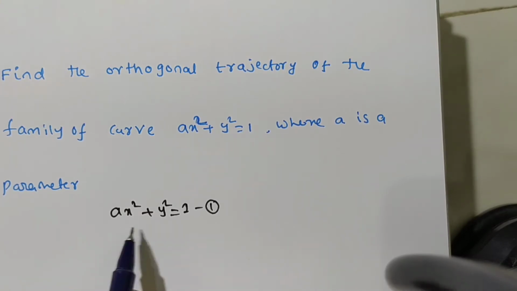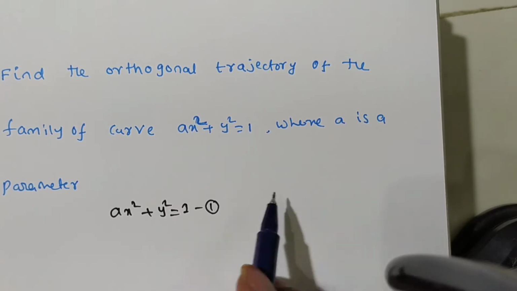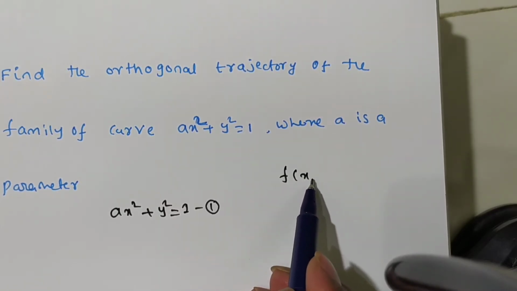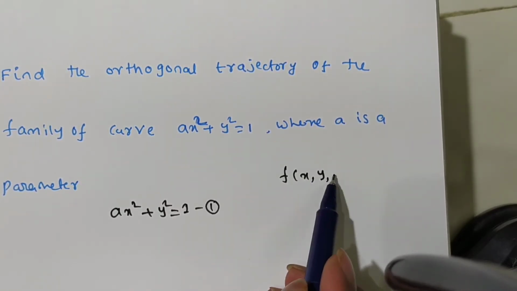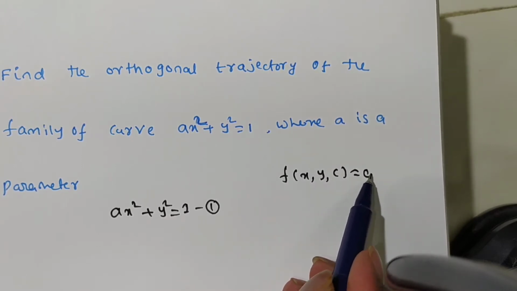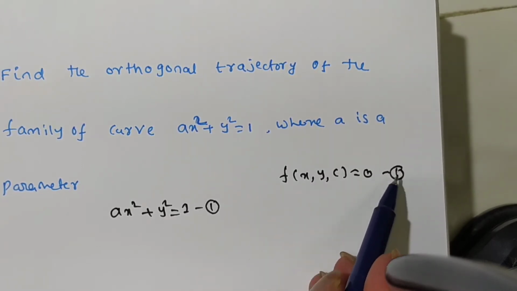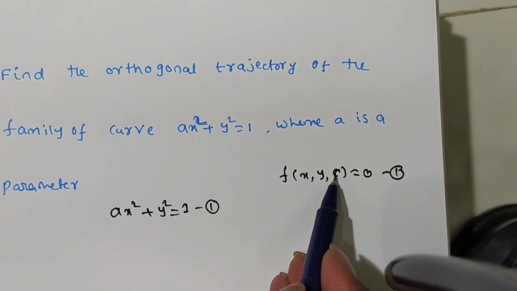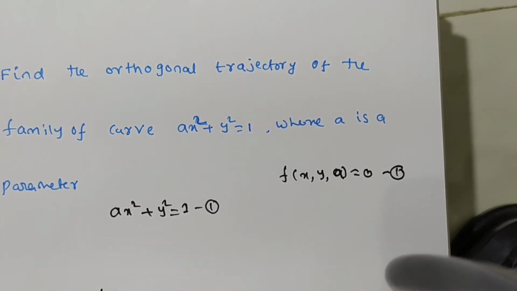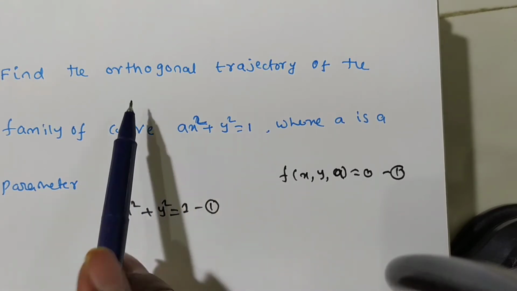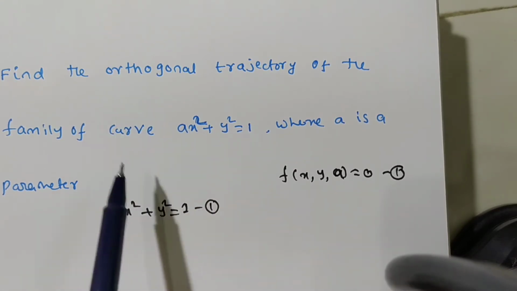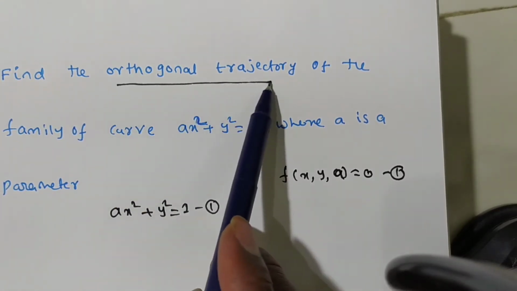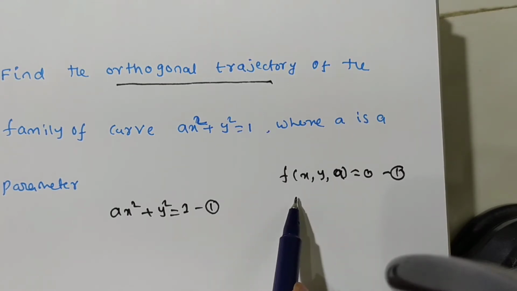Now x, y variables are there, so you can say this is in Cartesian coordinates. Generally the family of curves we denote with f(x, y, c) = 0, where c is a parameter. Here a is the parameter. Now how do we find the orthogonal trajectory? First we have to find the differential equation.